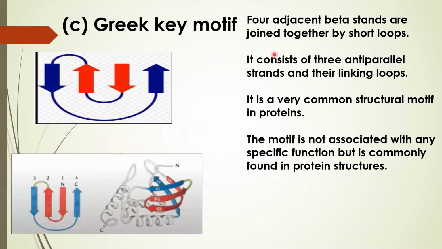Greek key motif. Four adjacent beta strands are joined together by short loops. These are the four adjacent beta strands which are joined by a loop. It consists of three antiparallel strands and their linking loops. It is a very common structural motif in proteins. The motif is not associated with any specific function, but is commonly found in protein structures.